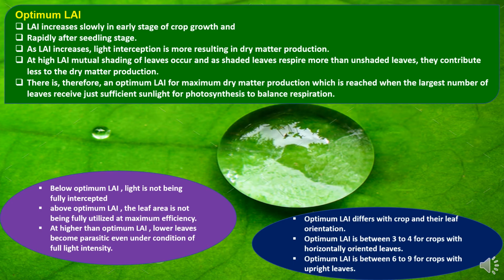Below optimum leaf area index, light is not being fully intercepted, and above optimum leaf area index, the leaf area is not being fully utilized at maximum efficiency. At higher than optimum leaf area index, lower leaves become parasitic even under conditions of full light intensity. Optimum leaf area index differs with crop and their leaf orientations. Optimum leaf area index is between 3 to 4 for crops with horizontally oriented leaves, and between 6 to 9 for crops with upright leaves.